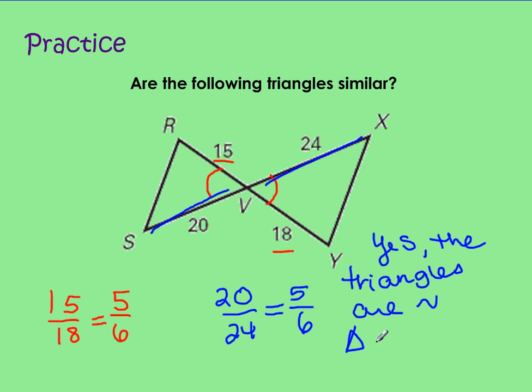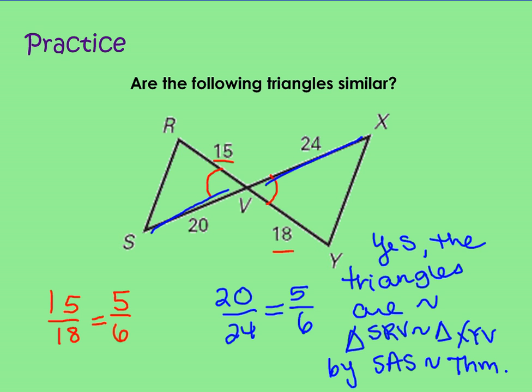We can also write a similarity statement. So we can say that SRV is similar to triangle, and we're going to want to make sure that they correspond with one another. So SRV would correspond with XYV. And this is by the side angle side similarity theorem. That's really what we are going to be using this with, and we'll have some more practice in class. Make sure that you have your hot question ready, and that's pretty much it.